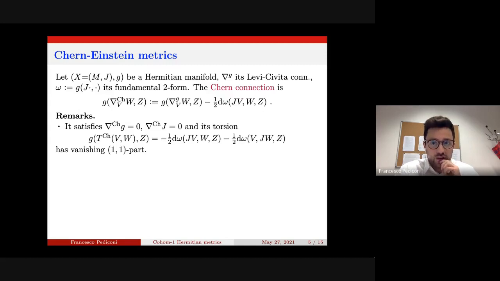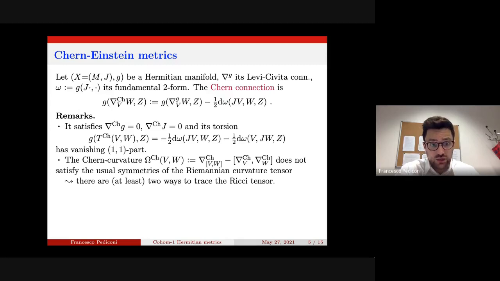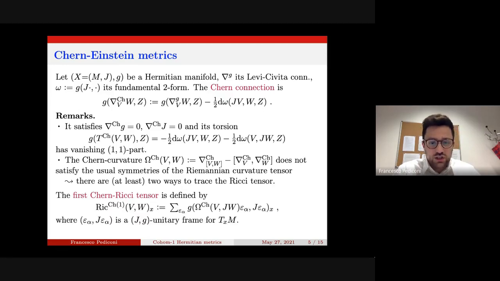Of course, since it is a linear connection, you can consider the curvature of this connection, which we call Chern curvature, okay? Since this connection has a torsion part which is non-zero, it does not satisfy the usual symmetries of the Riemannian curvature tensor, okay? So in particular, one implication of this fact is that there is not just one way to trace the Ricci tensor out of this curvature. There are at least two ways to trace the Ricci. So we define the first Chern-Ricci tensor of the manifold to be the trace of the curvature tensor where you take the trace on the second two indices, okay? So basically you are tracing the endomorphism part of the curvature.